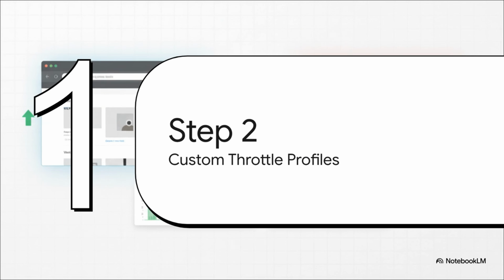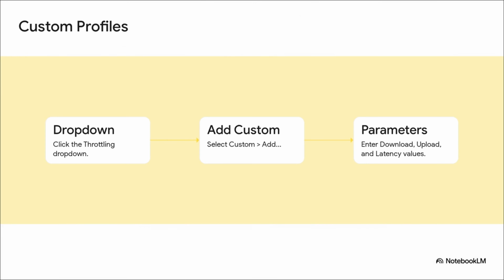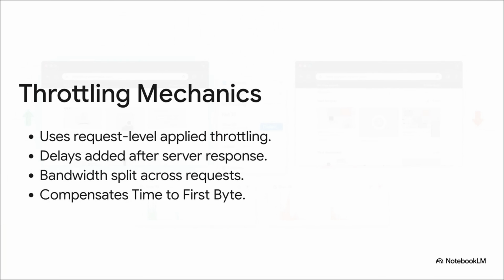Step 2. Custom throttle profiles. Now, sometimes those default presets just aren't specific enough for the ticket you're trying to solve. If a user actually gives you specific details about their connection speed, you can map the exact latency and bandwidth parameters to match them perfectly. Just click that same throttling dropdown, go down to Custom, and click Add. From there, you just punch in the exact download speed, upload speed, and latency. You can even simulate an offline environment to see how your site's service workers handle the whole connection dropping out entirely.